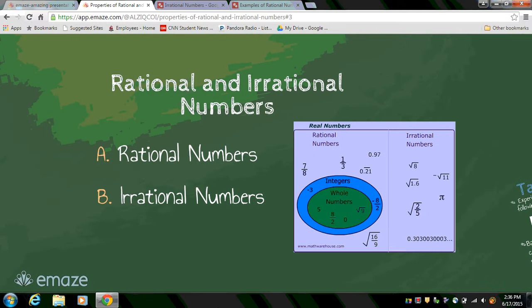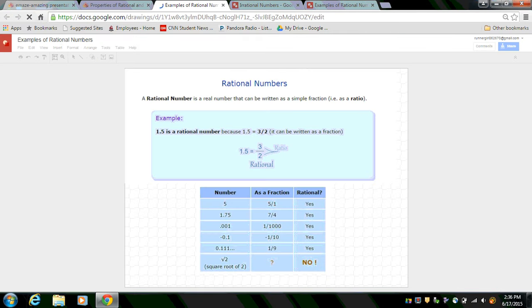Before we start our activity, we need to review rational and irrational numbers. A rational number is a real number that can be written as a simple fraction. 1 5/10 is a rational number because 1 5/10 equals 3/2. There are other examples of rational numbers in the table below.